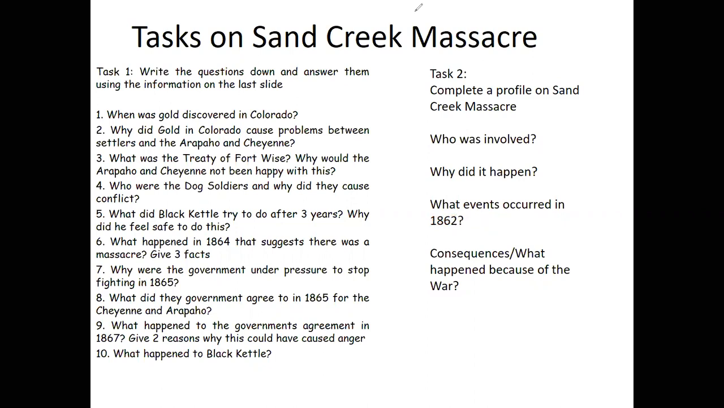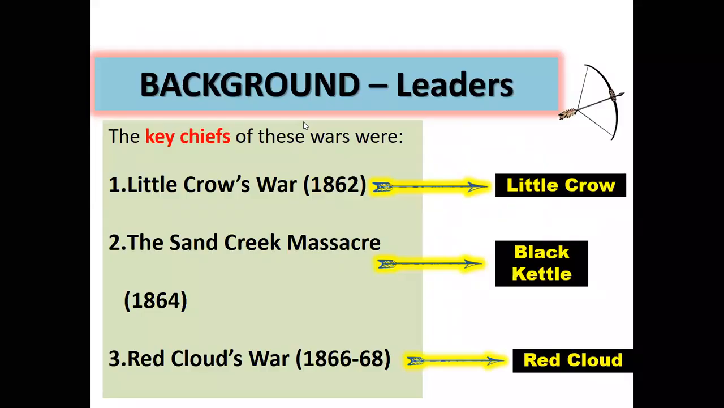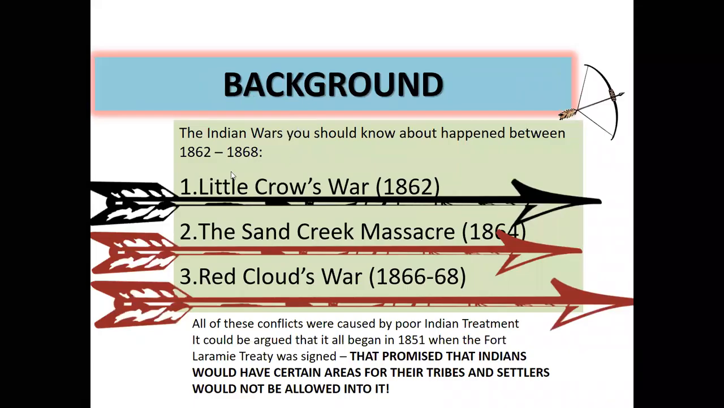So what needs to be understood is that today we've looked at the first 2 key wars. We've looked at Little Crow's War and the Sand Creek Massacre. The reason we look at Red Cloud's War in so much detail is because it has a significant consequence that we must look at as part of the Edexcel specification. But as long as you know why things happened, what happened, and the consequences in order, then you know these wars significantly.